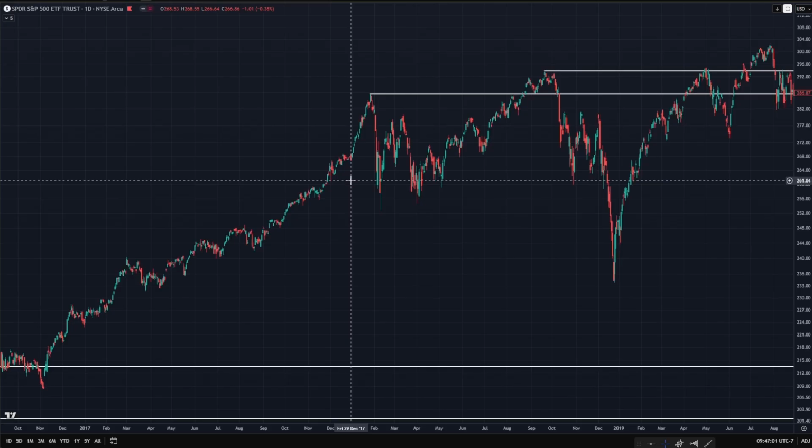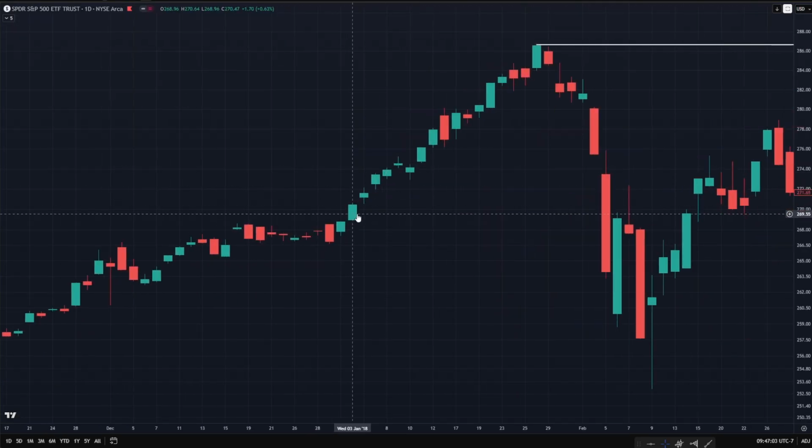I think this is a good example, right? This kind of looks like what we have now, just green candles in a week in a row. And over here you could be like, well, this looks over.